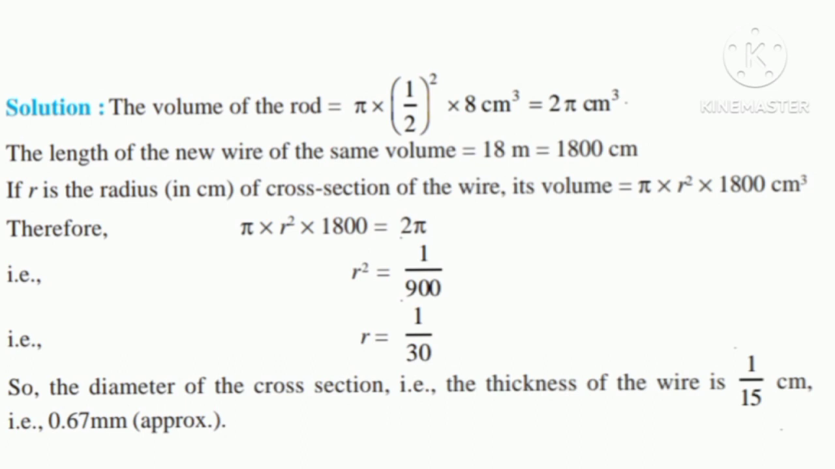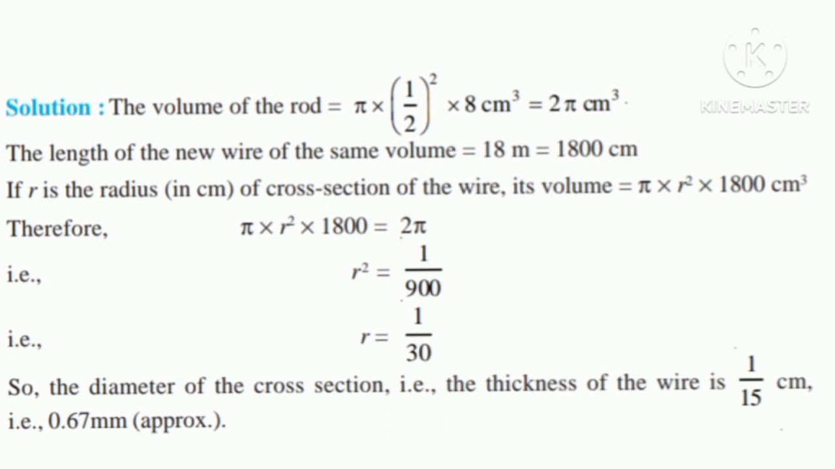Here, the length of the wire is given as 18 meter. We have to put the value in centimeter. Therefore, we will multiply 18 by 100. So, this will be 1800 centimeter. If r is the radius of cross section of the wire, its volume is equal to pi into r square into 1800 centimeter cube.